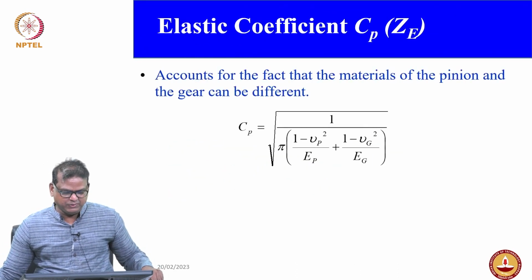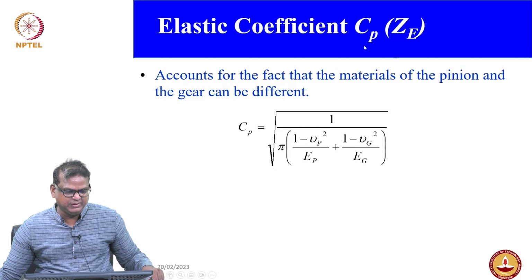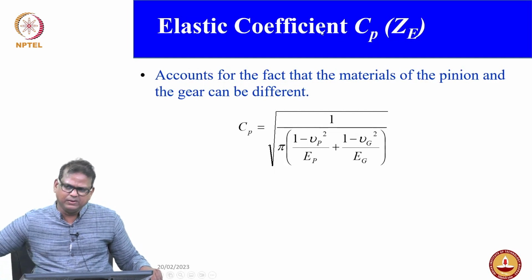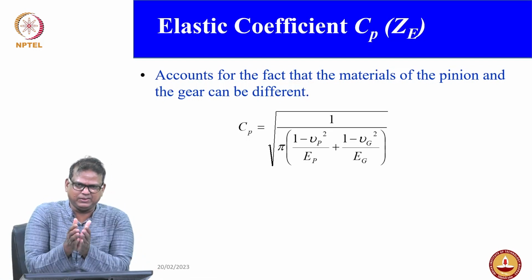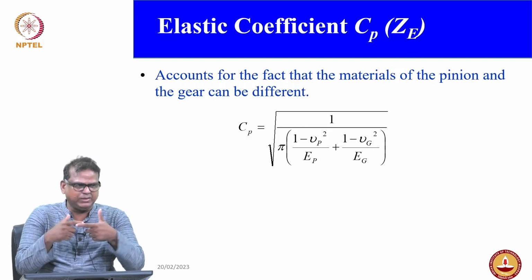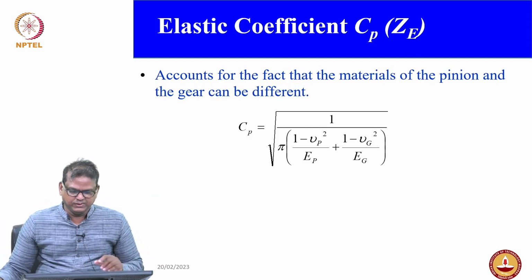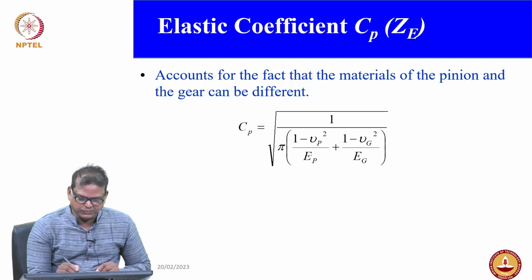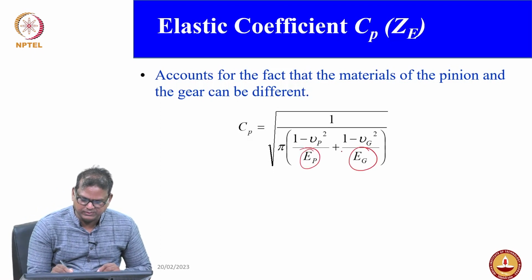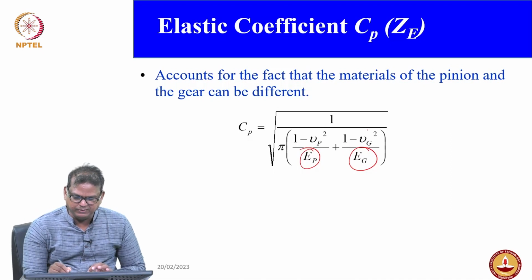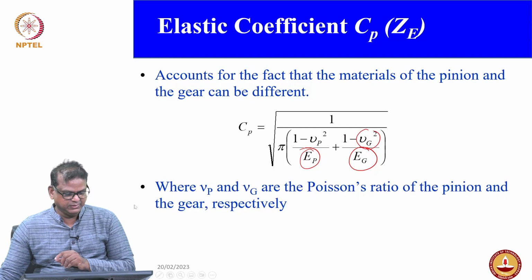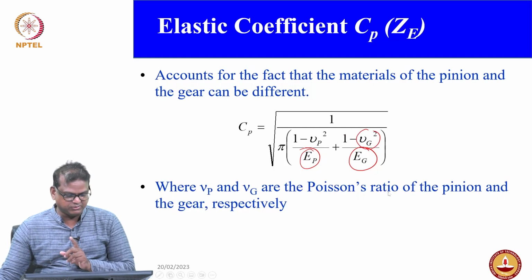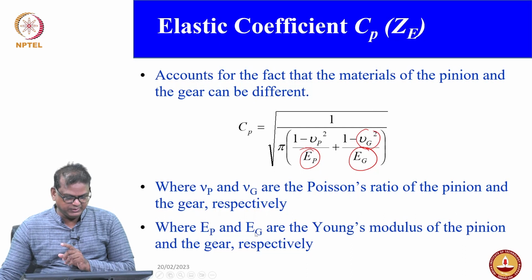Okay, this is another important parameter, the elastic coefficient. Another term for it is the complex coefficient. This is again due to contact mechanics, the surface contact between the two gears, which depends upon the Young's modulus of the pinion and gear as well as the Poisson ratio. Okay, Poisson ratio. These two parameters are very critical for this. So you can see the Poisson ratio of pinion and gear. Similarly, EP and EG are the Young's modulus of the pinion and the gear respectively.